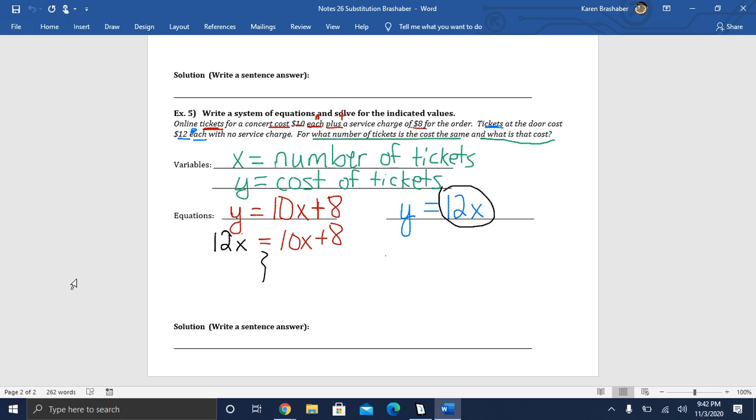Here is my equal sign. I can subtract 10x. I need to get my x's on one side of the equal sign. So 12x minus 10x, that would be 2x. These are canceled. 2x equals 8. And then I have to undo my multiplication by dividing. So I'll divide by 2 on both sides of the equal sign and get x equals 4. So 8 divided by 2, x equals 4.